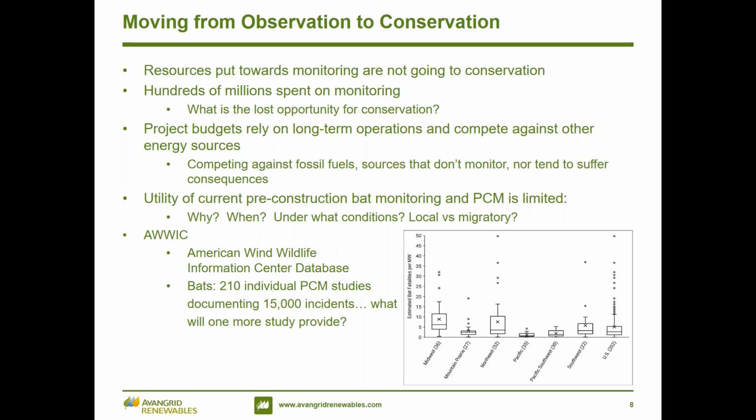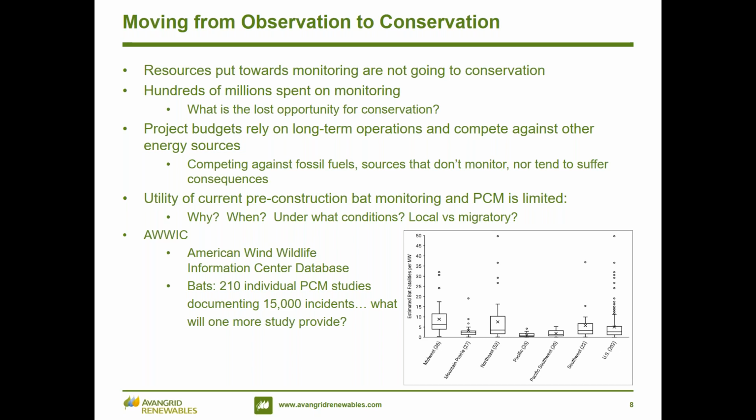Hundreds of millions of dollars have been spent monitoring wildlife at wind projects, observations. A paper presented at the last NWCC estimated that between 260 and 620 million were spent in the last decade on monitoring and research related to wildlife. By comparison, the Fed spends about $96 million a year towards the National Wildlife Refuge System. And simply put, resources going towards observation are then not available for conservation.